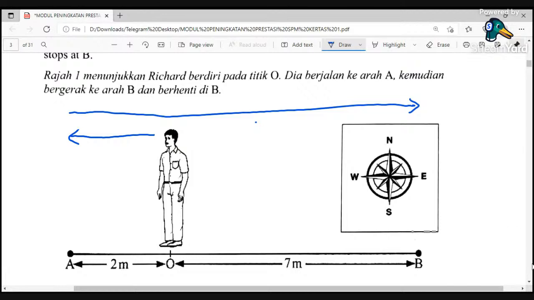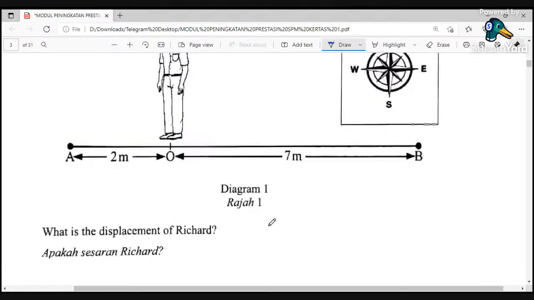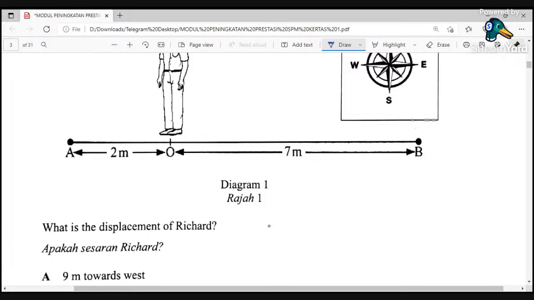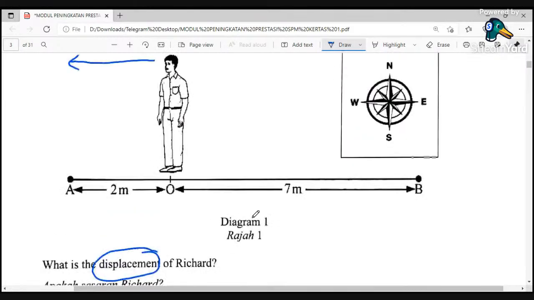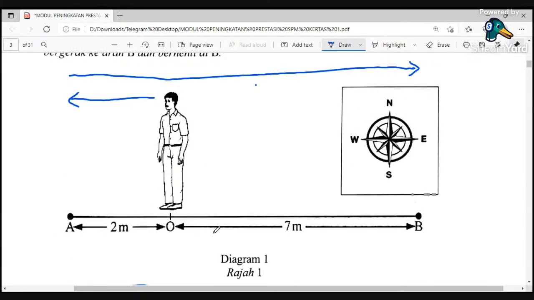Okay, so the questions need you to determine displacement. Before that, you must understand definition for displacement is distance traveled in a specified direction, or the shortest distance between initial point and final point. So that one is displacement, vector quantity. Okay, so when you total up the distance traveled by this person, you need to consider direction. Kena lihat direction.